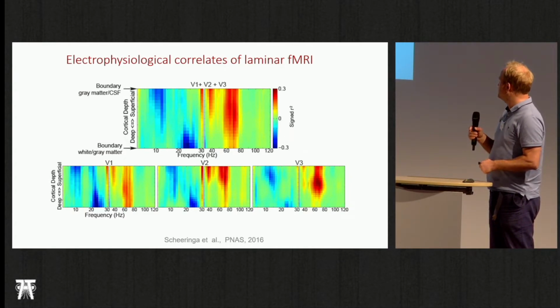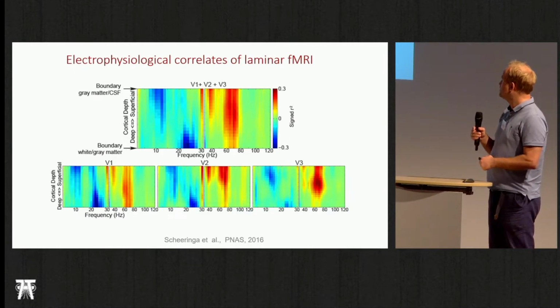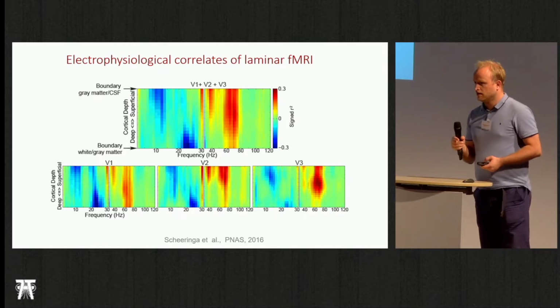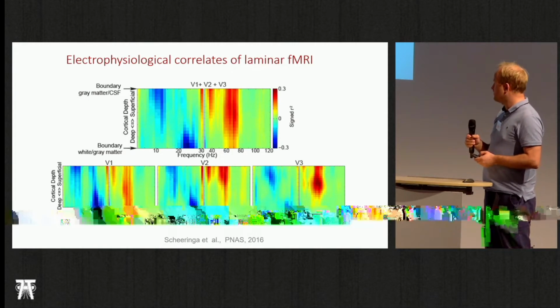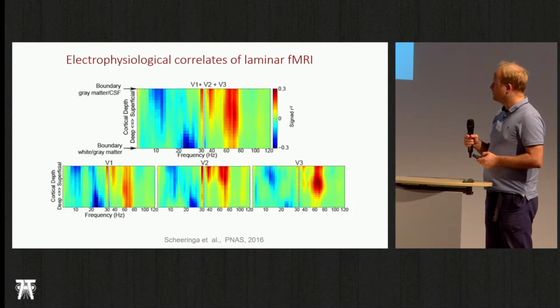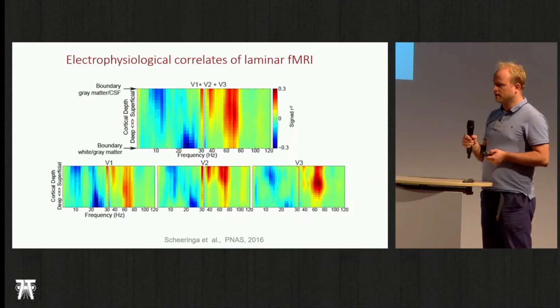And especially for V2 and V3. For V1, it seems to be a bit more spread out across all layers. But for V2 and V3, it's mainly in middle to superficial layers. So this is still all non-feature specific.